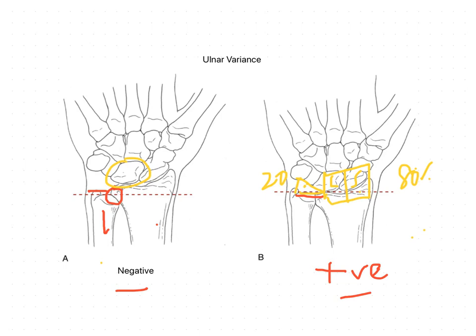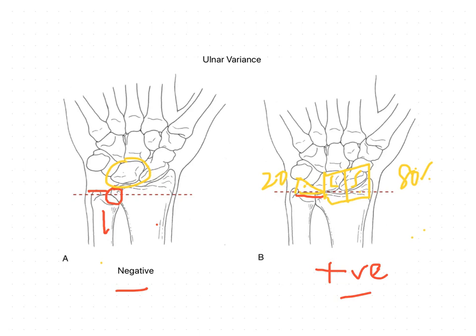Okay, these are the two things you have to consider. One is the angulation of the radius and also the ulnar variance. Both you have to consider in understanding the function of the radiocarpal joint. Okay, these are all about the structure of the radiocarpal joint.